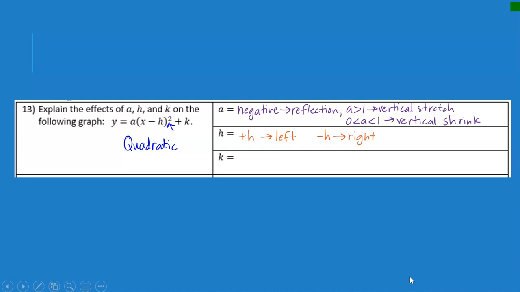And then the last thing is K. K is telling you your vertical shift. If you have a plus K, that tells you that your graph is moving up because it follows the same sign. It doesn't switch like your horizontals do. And then if you have a minus K, it would tell you that your graph is shifting down.